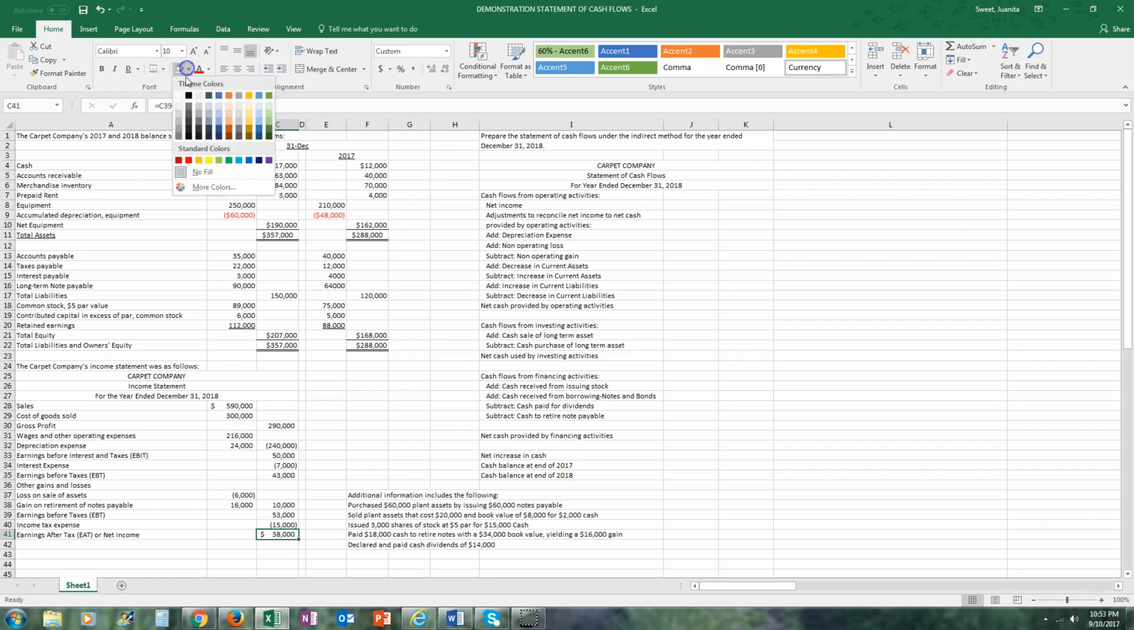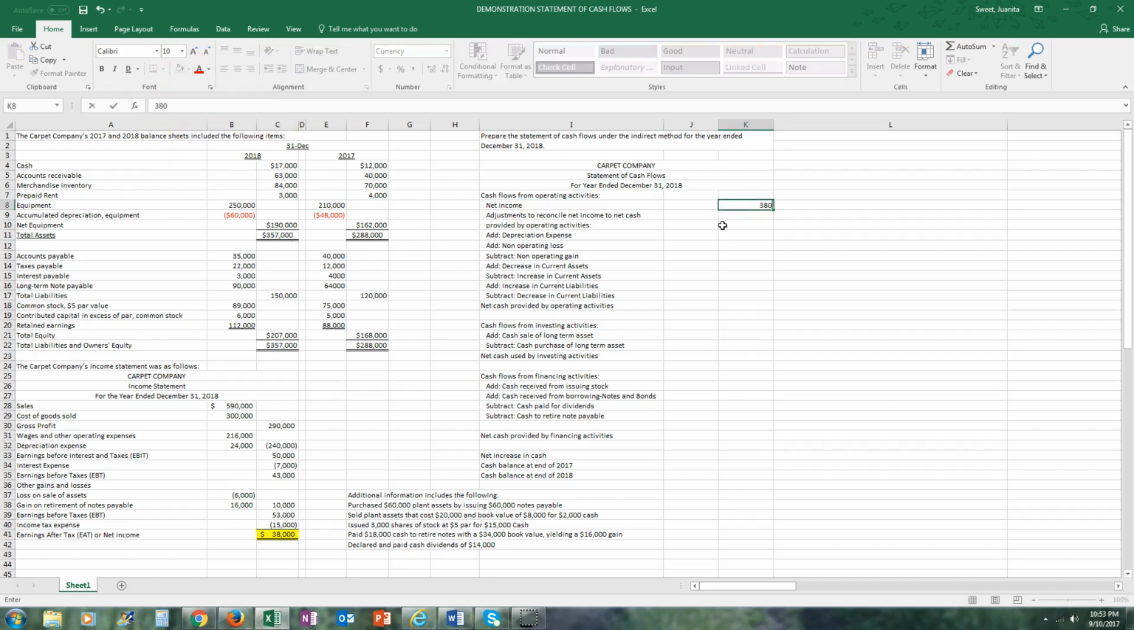Our net income is our starting point. We have $38,000 net income that was computed using the accrual basis. What we want to do is convert that to a cash basis. First item that I'm seeing is depreciation expense. Depreciation expense is a non-cash expense. Therefore, we must add it back. If we were on a cash basis, we would not have recognized depreciation expense.